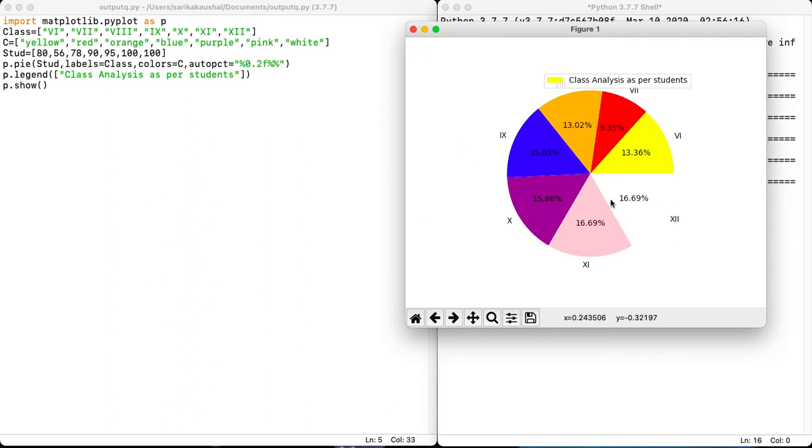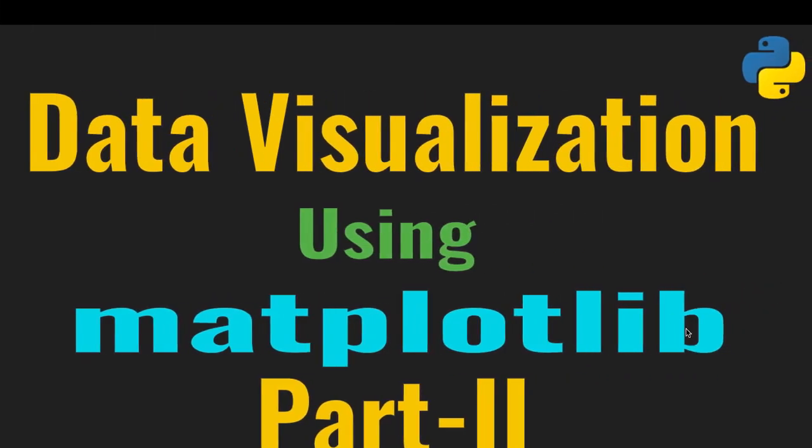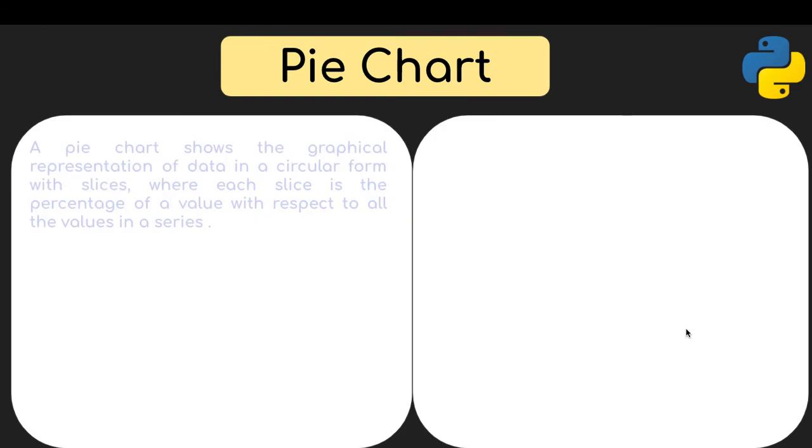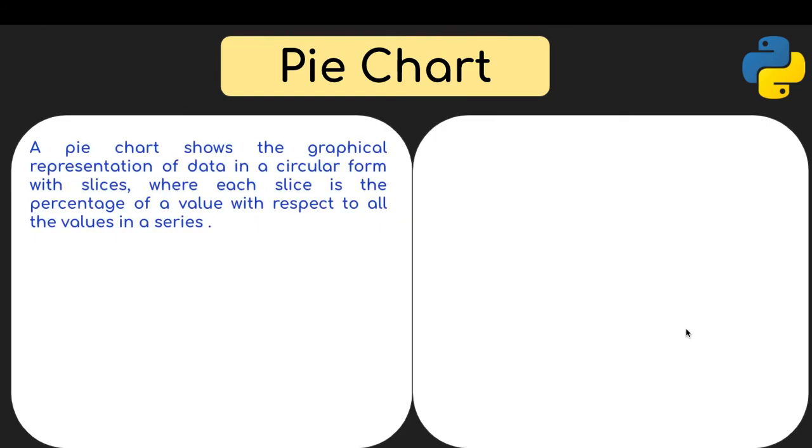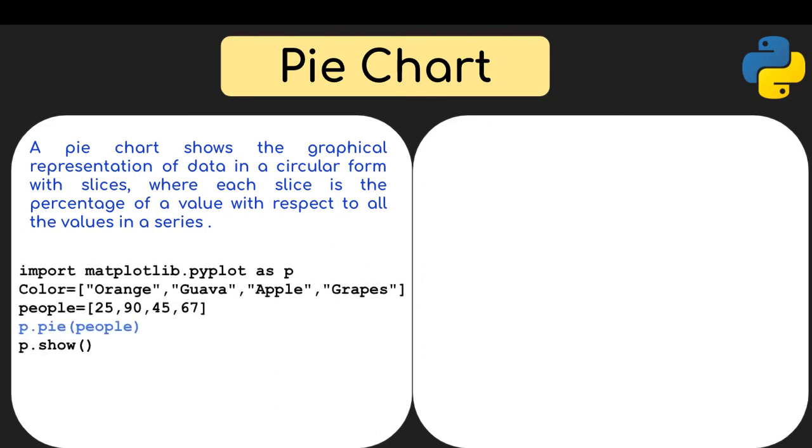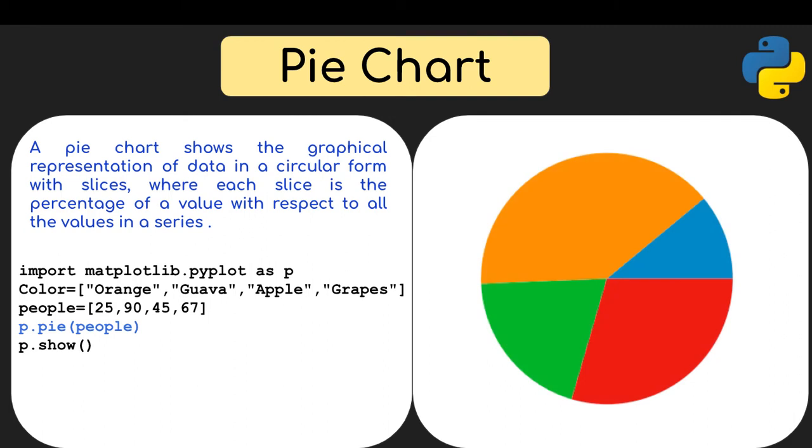So let's just quickly do revision with respect to this one also. In the pie chart, what have we done so far? What is a pie chart? A graphical representation of data in a circular form with slices, where each slice is the percentage with respect to the rest of the data in the series. So, for example, in fruits, how many people like orange, how many like guava, and so on. This is how we did it.